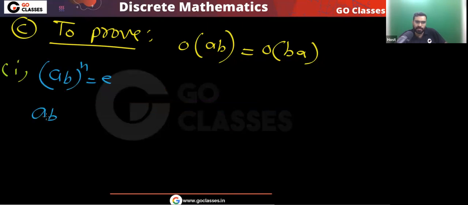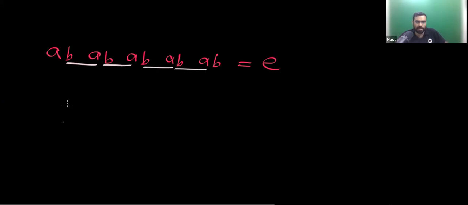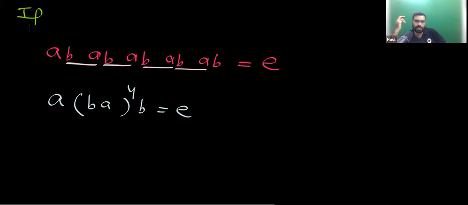Okay, what does it mean? It means AB, total how many times? N times, that will be equal to E. Now remember, for example, if it is 5 times, then what can I write? See, you are getting BA, so I can write A, (BA) power 4, B equal to E. Agree or not? Means if (AB) power 5 is equal to the identity element, then I can write it like this.